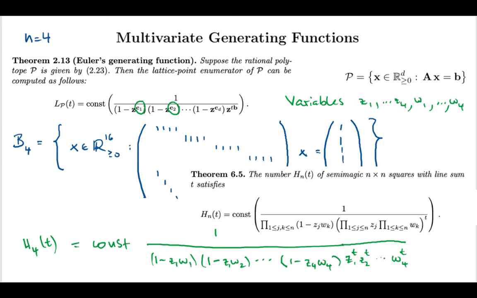And you can see there's nothing special here about n equals 4, so we can play exactly the same game for any n. And this gives the following starting point theorem. This is theorem 6.5, that we can compute hn as the constant term of this rational function. So we have 1 over a whole bunch of products, 1 minus zj wk, where both j and k run from 1 to n. And then we have each of the n z variables and the n w variables to the power t.